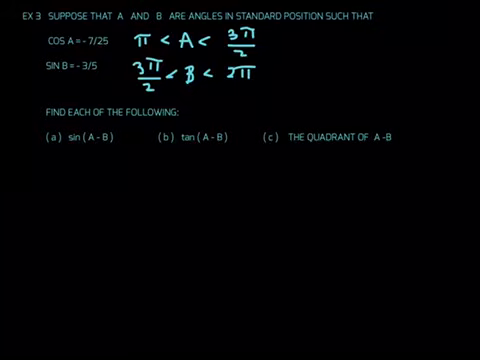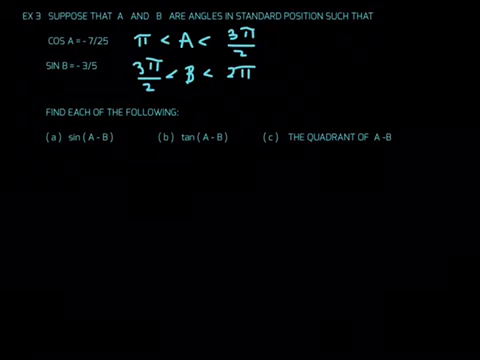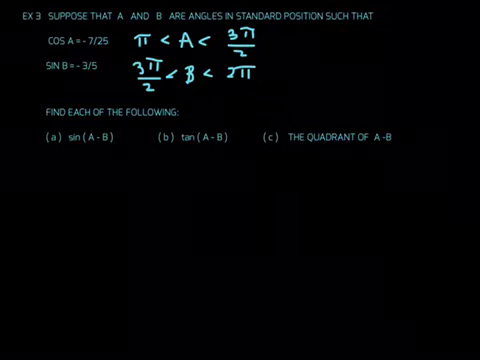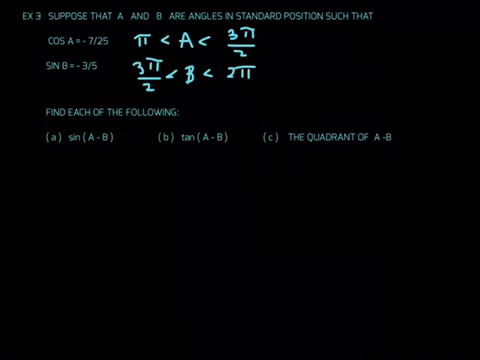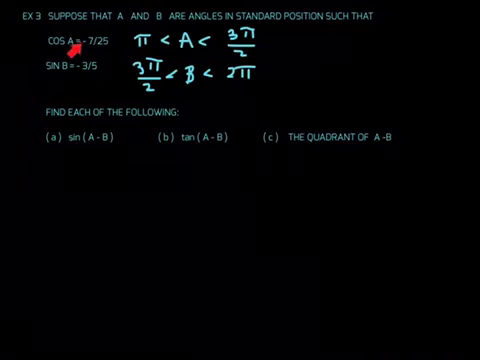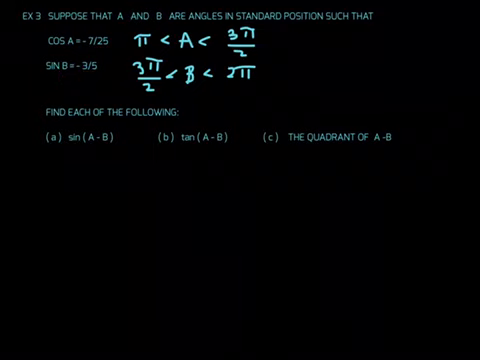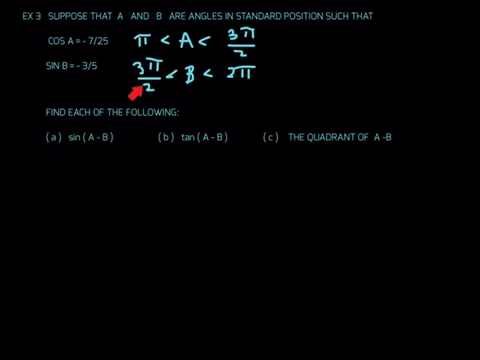All right, guys, here's example 3. It's kind of lengthy, so follow along as best as you can here. Suppose that A and B are angles in standard position. Remember, standard position means the vertex of the angle is at the origin of the Cartesian plane, and the initial side of the angle is on the positive x-axis, such that cosine of A is equal to negative 7/25, with the condition that A is between pi and 3 pi over 2, and sine of angle B is equal to negative 3/5, with B between 3 pi over 2 and 2 pi. All of this is the given information.